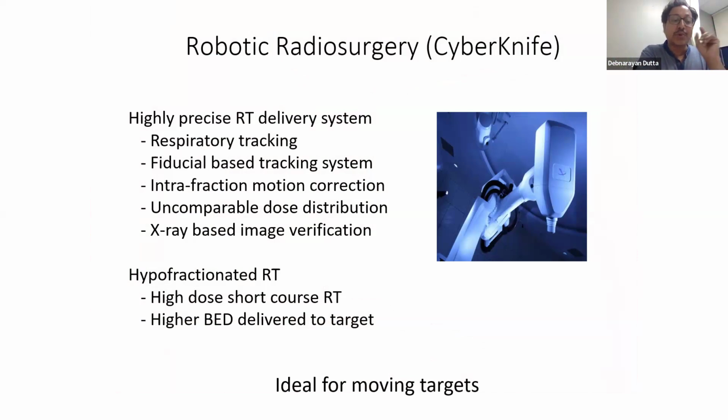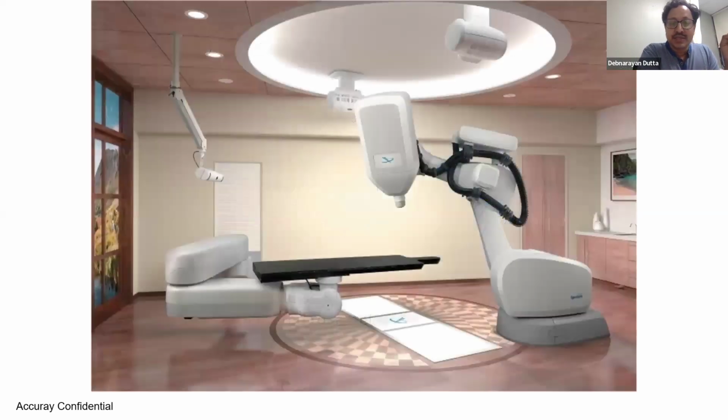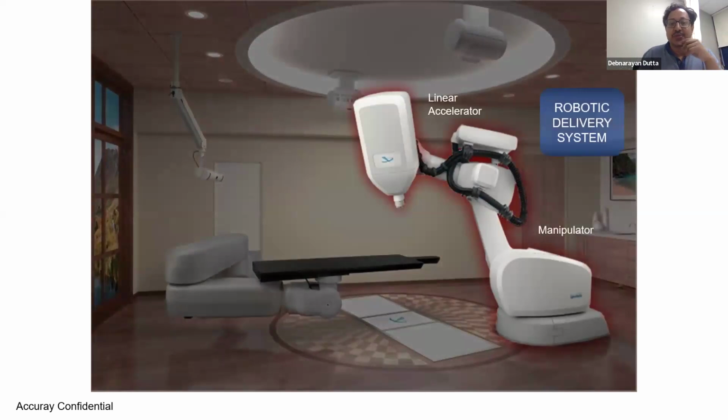And the other is hypofractionated treatment. Short course treatment you need to do. You need to give a higher BED, like in brain metastases, or in a recurrent high-grade glioma, where you want to give a higher dose. That is why the CyberKnife system actually has an edge over others, and it has been made for that. Next. This is the machine, and I think many people have not seen it.